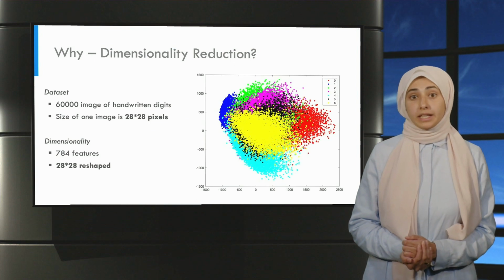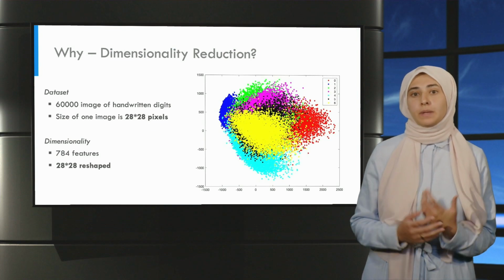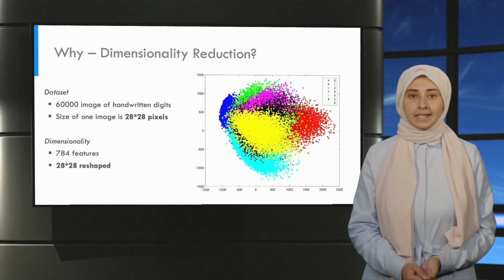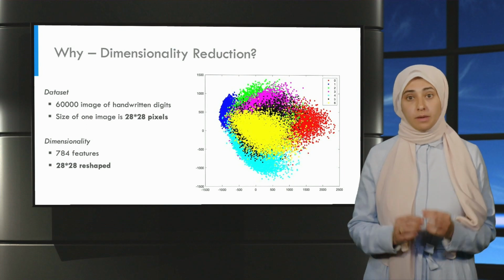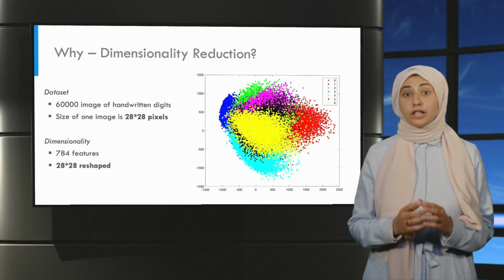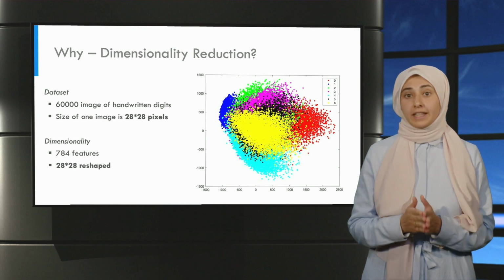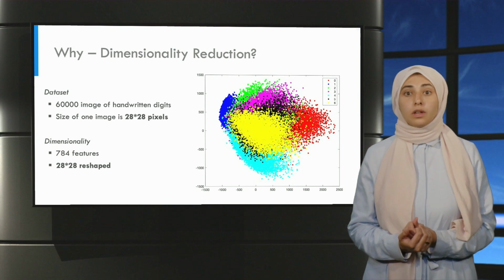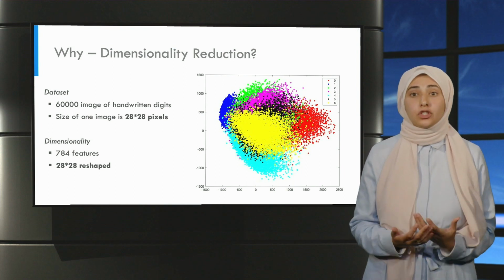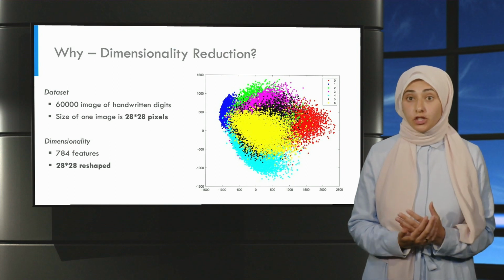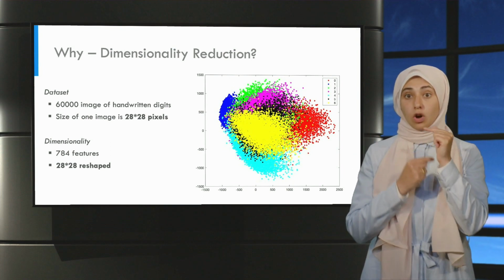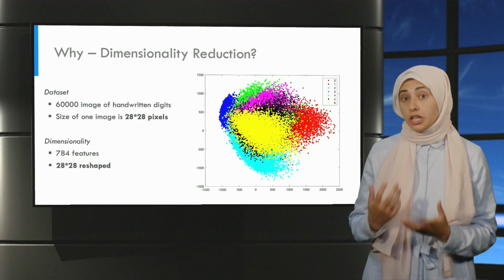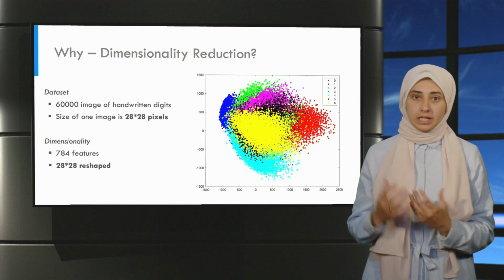Another reason for using dimensionality reduction techniques can be explained by this example here. The dataset here is called the MNIST dataset. It has 60,000 images of handwritten digits. Each image of a digit is 28 by 28 pixels. The pixel values of each image are used as the features to represent the image. The features are reshaped to a 1D vector of size 784, which is 28 by 28. Each image has its label of which digit it is.